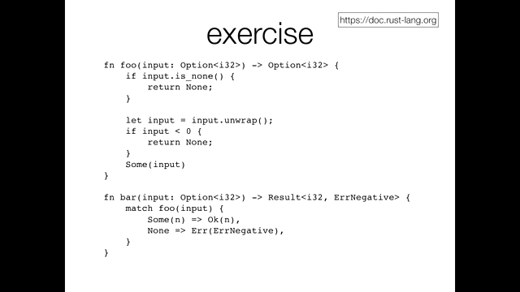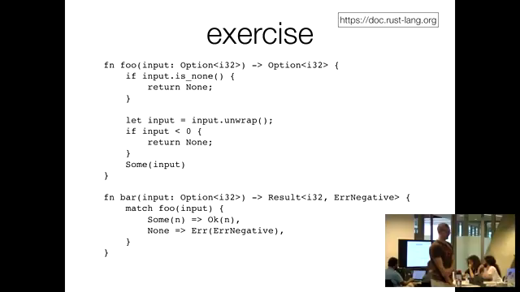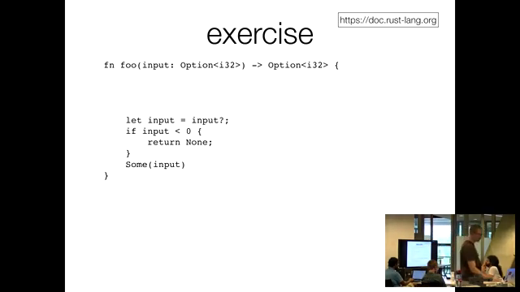But I'm going to interrupt because I'm already slightly over time. Sorry, but I want to go through what we've talked about. So I'm just going to go through the first function first. So this, if input is none, return none, and then unwrap the input. Well, we can do this much quicker using a try operator, the question mark operator. So this is exactly what's happened in this version.